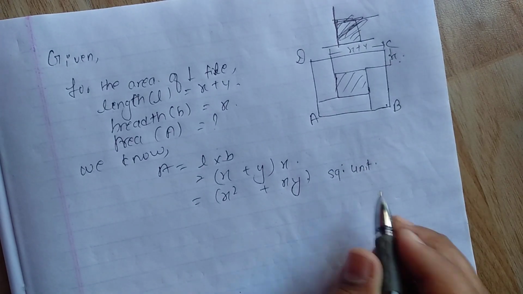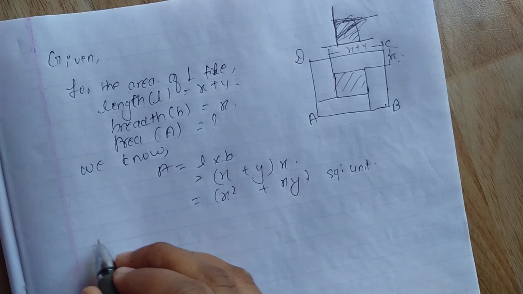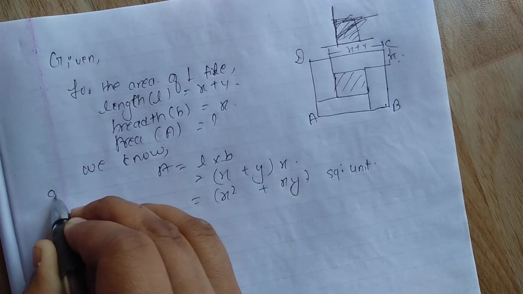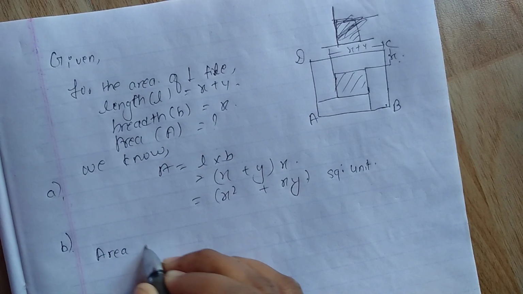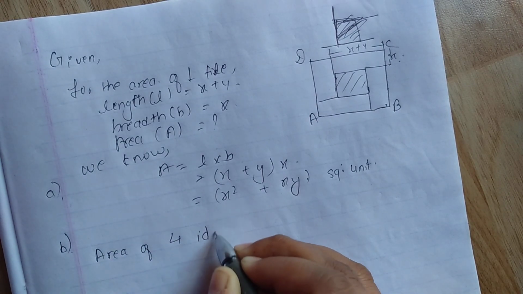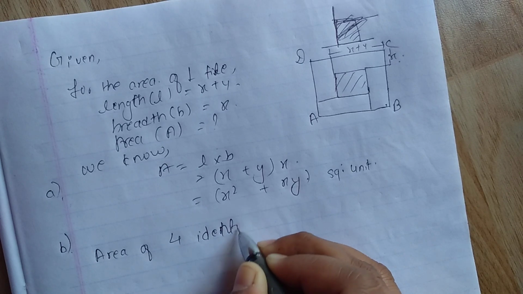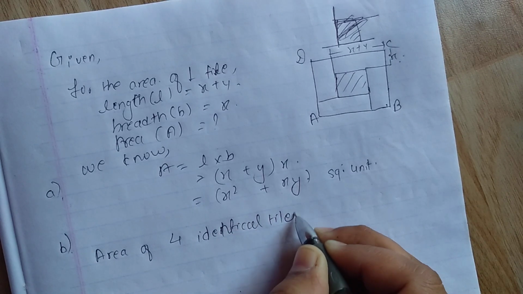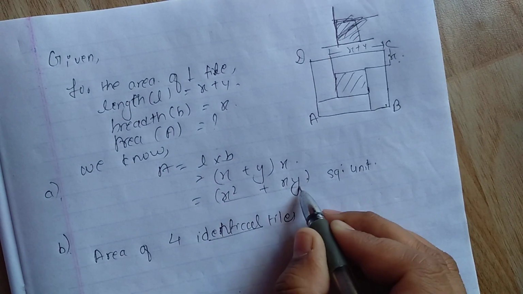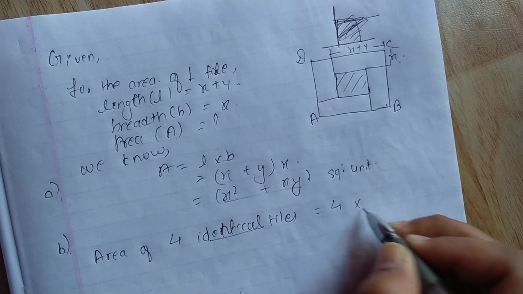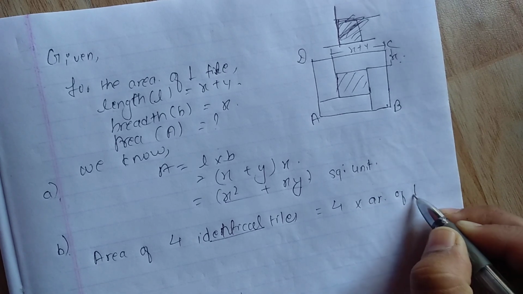Okay, like this you can do. Then after, the question is saying this is the value of a number, and the question is saying the area of 4 identical tiles. Since it is saying 4 identical, that means same. Area of one tile was this, so 4 into area of one tile.